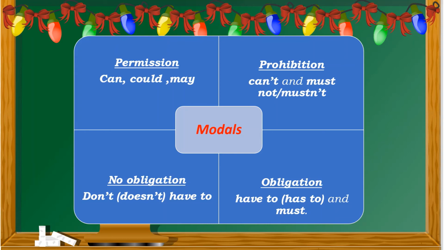Then you have prohibition, which is the opposite of permission. In expressing prohibition, which is you are not allowed to do something, you may use can't and must not or mustn't. Then you have obligation. In expressing obligation, meaning to say obligation is your commitment or your duty to do something, you may use have to or has to and must. And then there is the no obligation, meaning to say there's the absence of commitment or duty. You may use don't or doesn't have to.